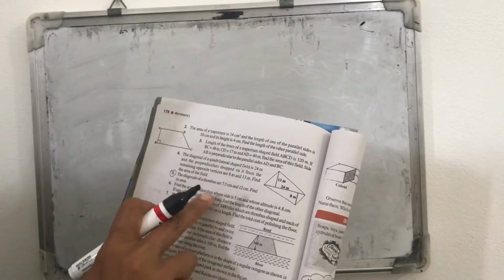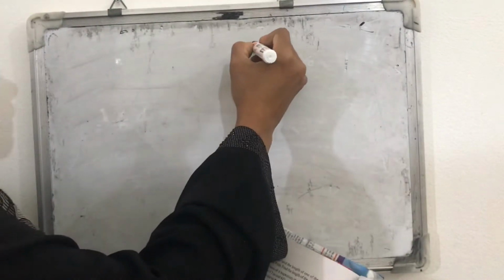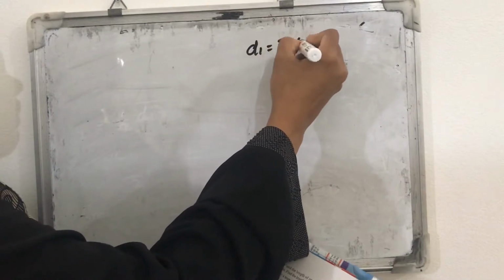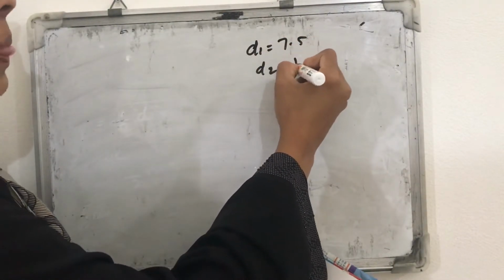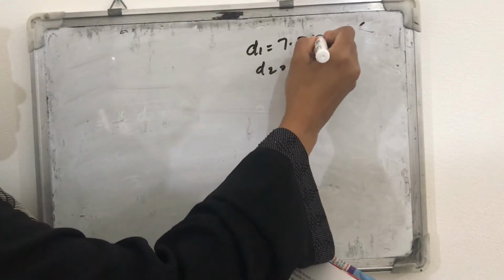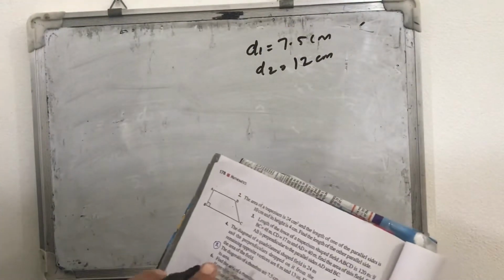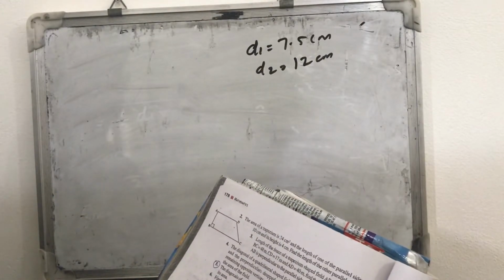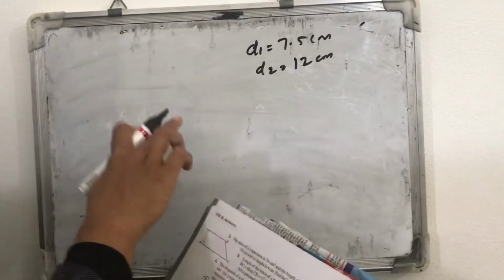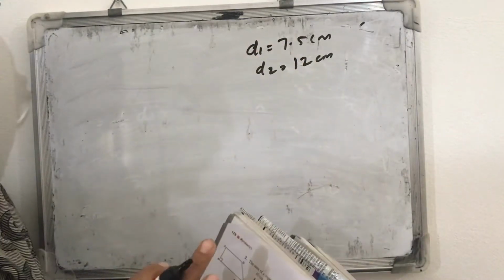Diagonals. D1 is given as 7.5, and D2 is given as 12 centimeter. So find the area. This is also a direct equation. What is the equation of area of a rhombus? Half into D1 D2. So half into 7.5 into 12.